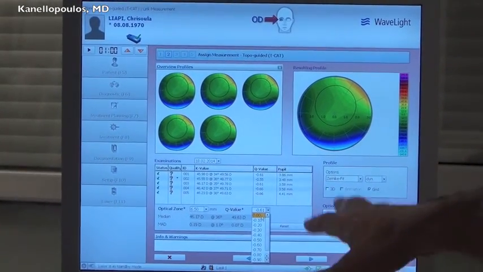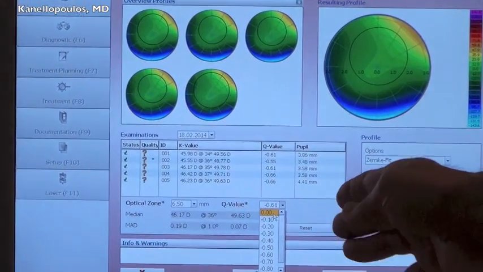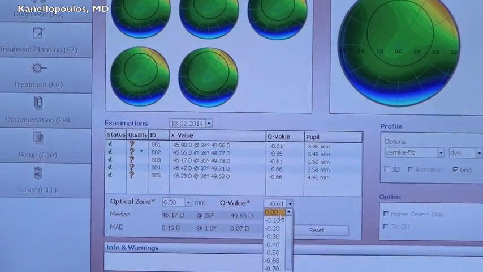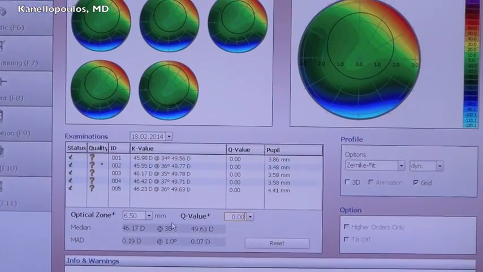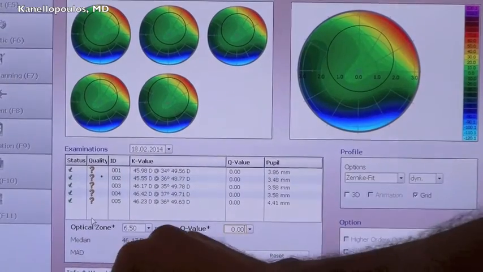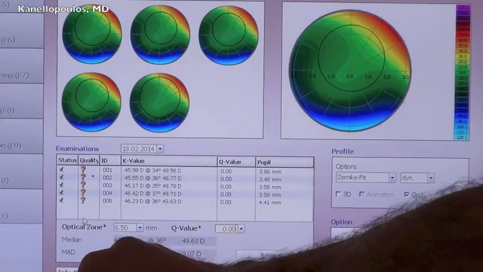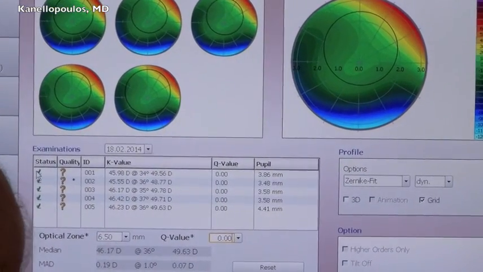So again, we're doing the same thing. The pre-op Q value is at minus 0.6, so these are hyperprolate corneas. So we'll zero it as the desired. And now looking at these placido disc images, and again we have 5, they have a deviation between them of the same, 0.19 diopters. Vaso, which one should we pick?